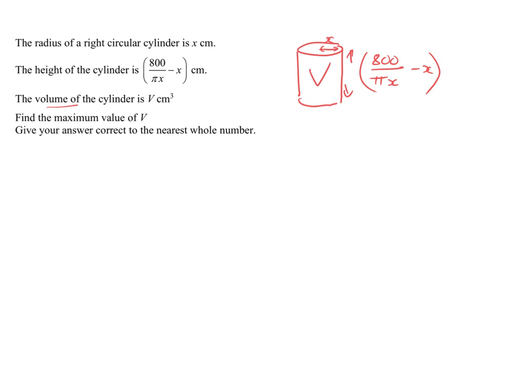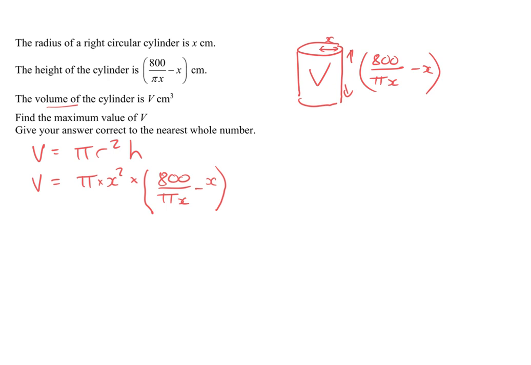Well, we should know the volume of the cylinder. We're given that equation in the exam paper. So we know that volume is equal to pi r squared h. So our V, which is our volume, is equal to pi multiplied by the radius, which is x in this case, x squared, multiplied by h, which is this horrible expression here, 800 over pi x minus x.